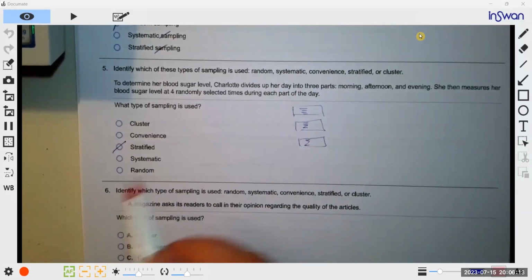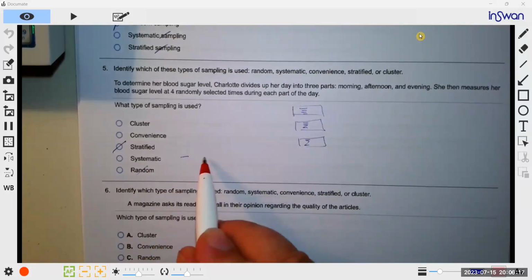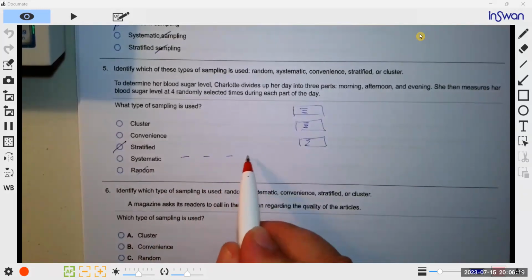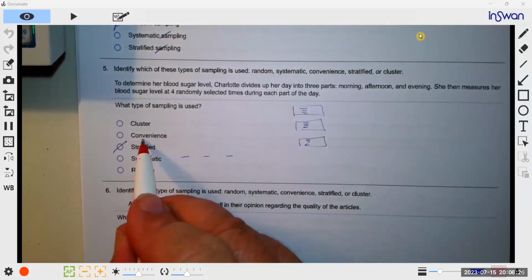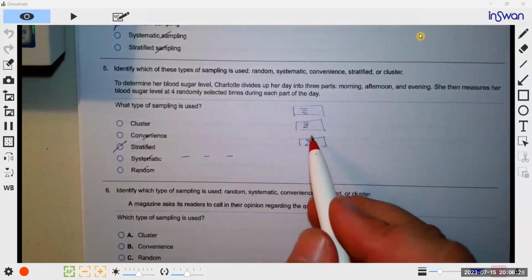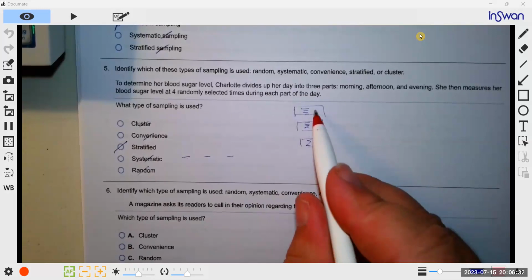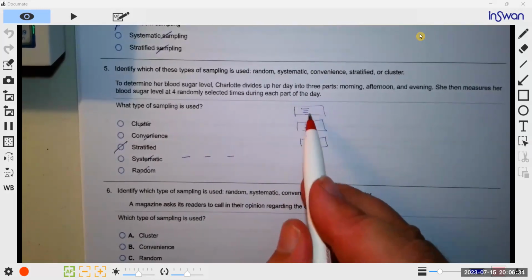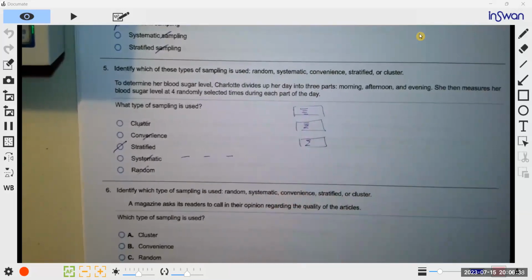Remember, random is by chance. Systematic is you do the first one, you do the 5th one, do the 10th one, or 1st, 4th, 8th, 12th. So it's not systematic. Convenience, is it convenient? No, that seems like a lot more than convenient. And cluster is when you put it in groups and inside those groups you do them. So no, this one is done specifically. There are no groups inside there.